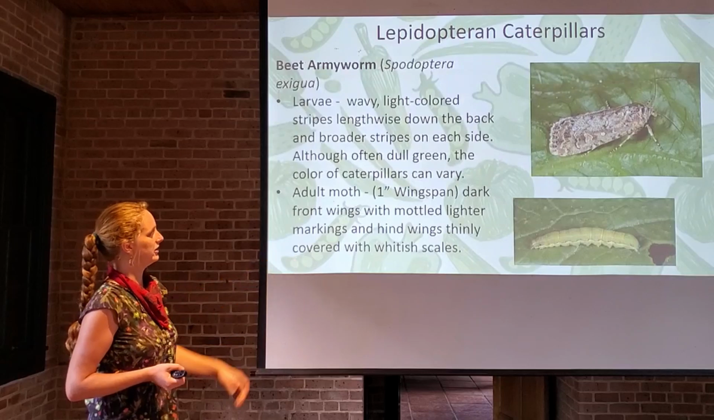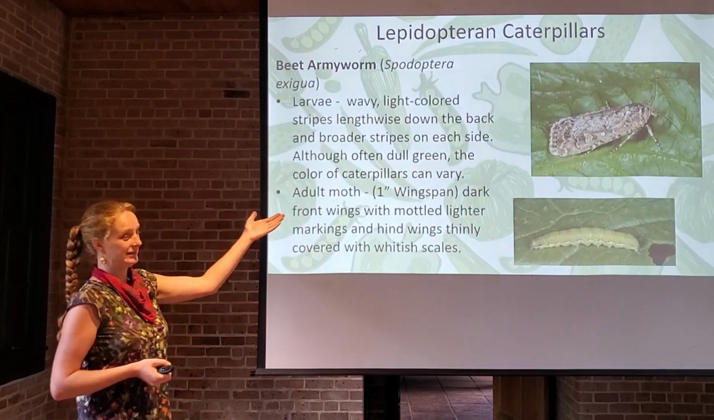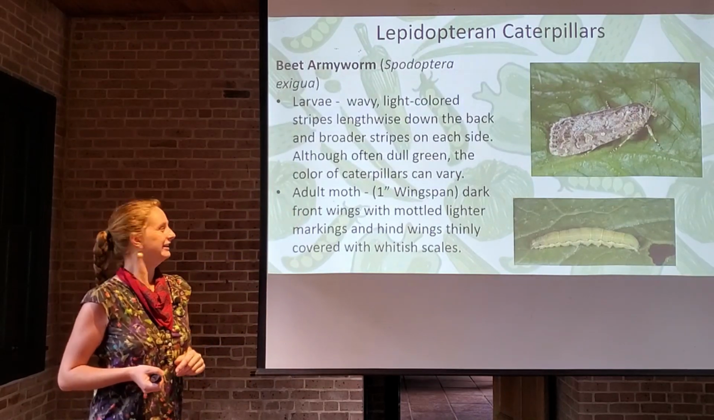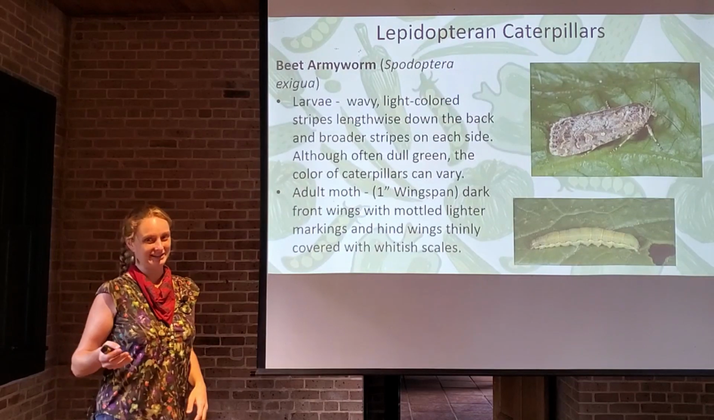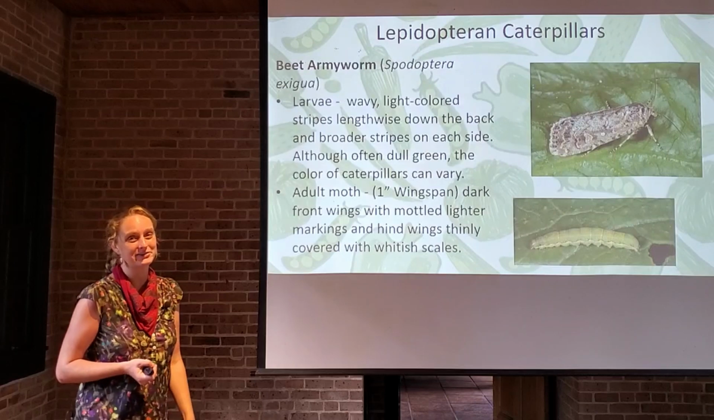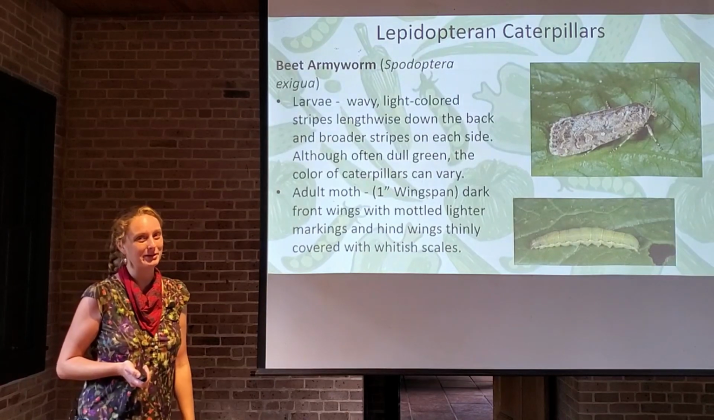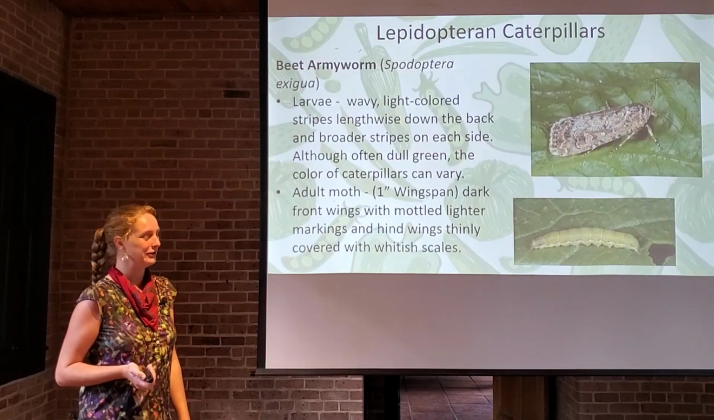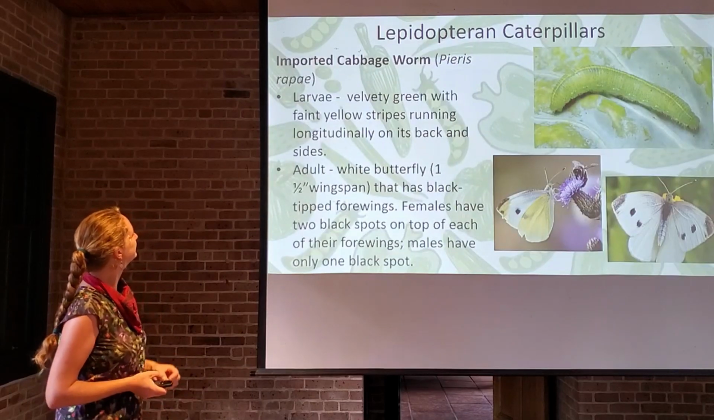The caterpillar is kind of this dull green color, and again, we've got a brown moth. You're seeing a pattern here. So if you're out in your garden and you start seeing these brown moths this fall, you know it's probably a pest species. Good rule of thumb.